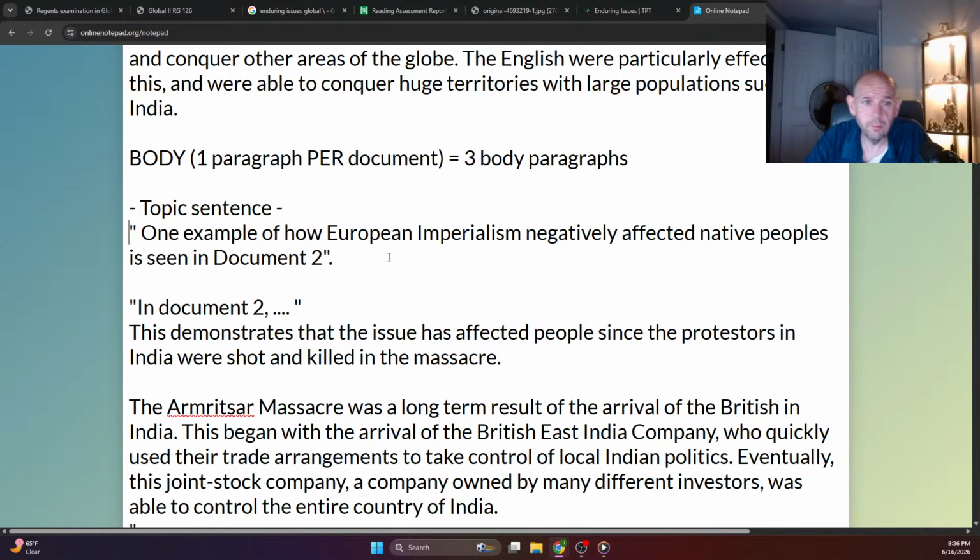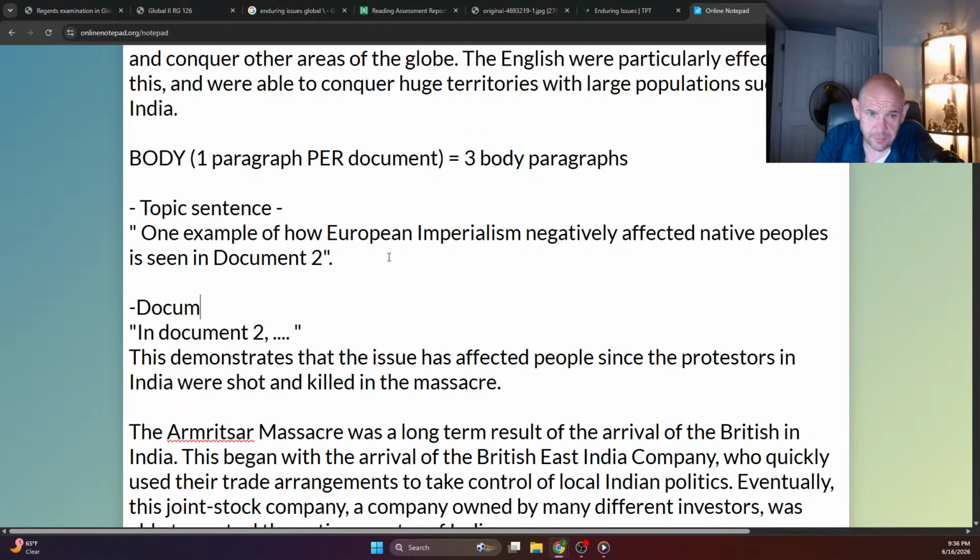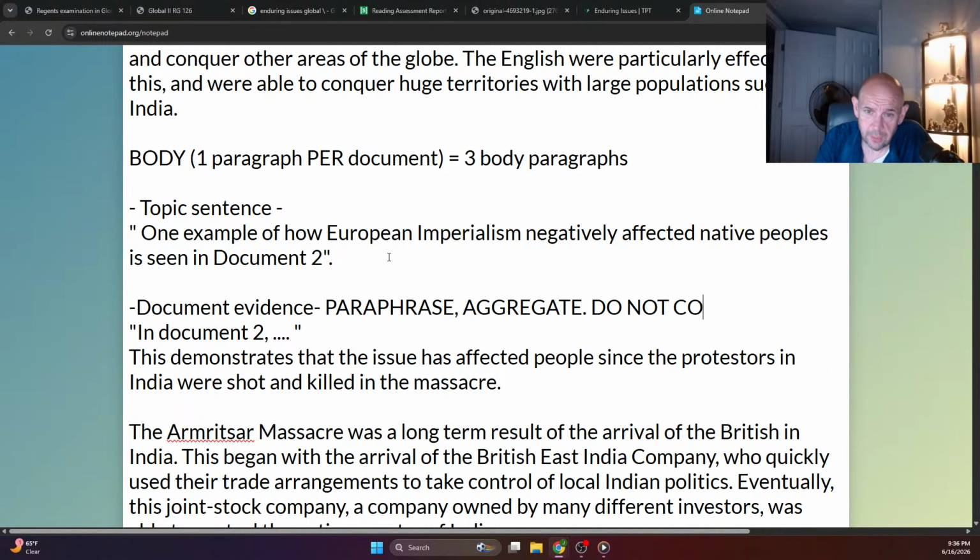So this is one body paragraph. Topic sentence, followed by document evidence. Again, one document being talked about here. Paraphrase. Aggregate. Do not copy. Okay?